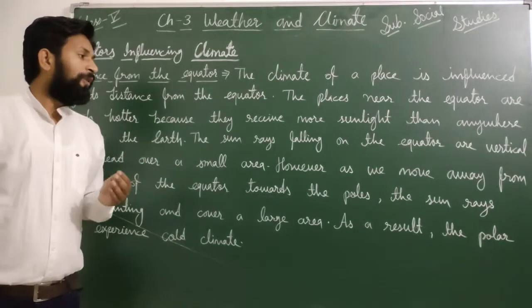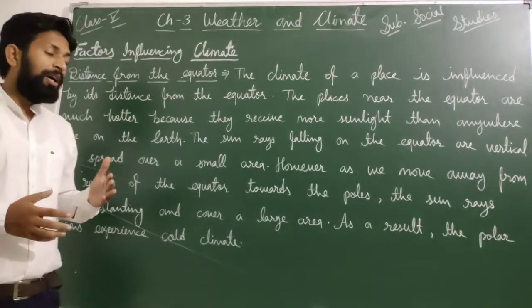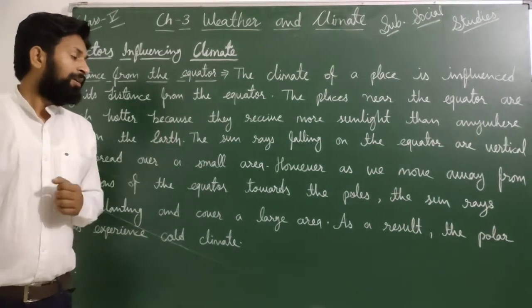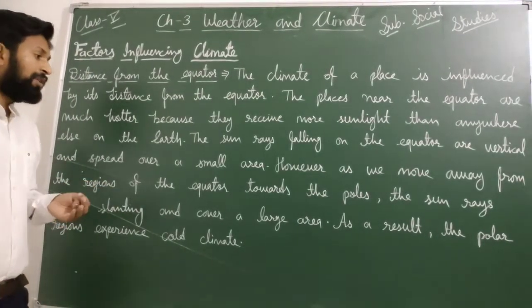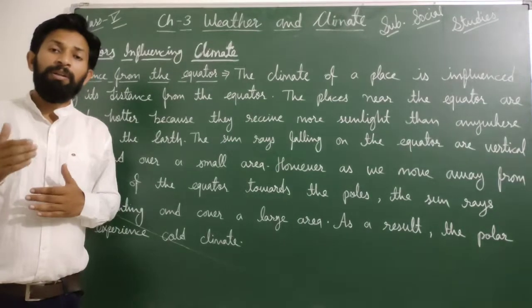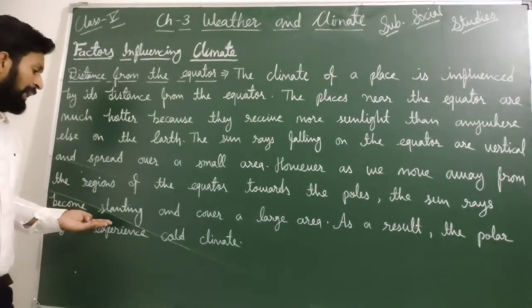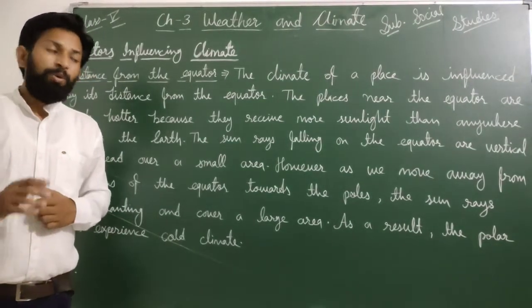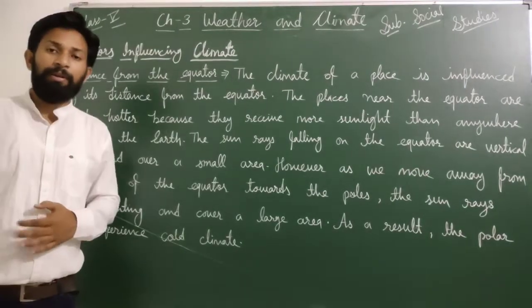The sun rays falling on the equator are vertical and spread over a small area, which means that place feels much hotter. However, as we move away from the equator towards the poles, the sun rays become slanting and cover a large area. Because of that, the place feels much colder, and the polar regions experience a cold climate.